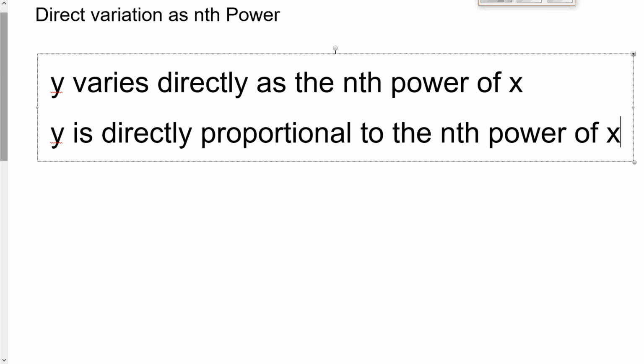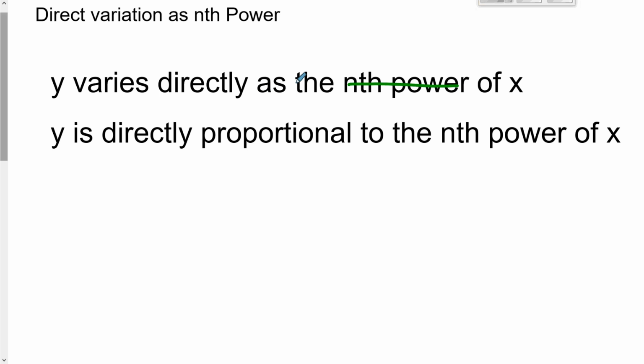So instead of nth power, they might say as the second power, as the fifth power, right? N just stands for any integer, or any natural number or whole number.